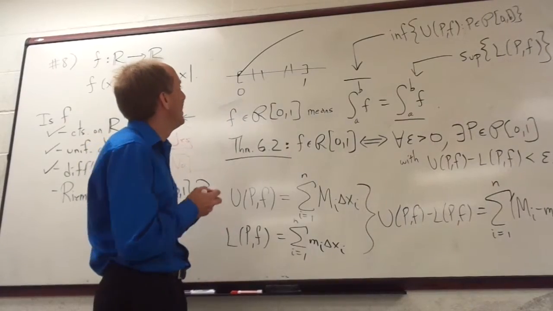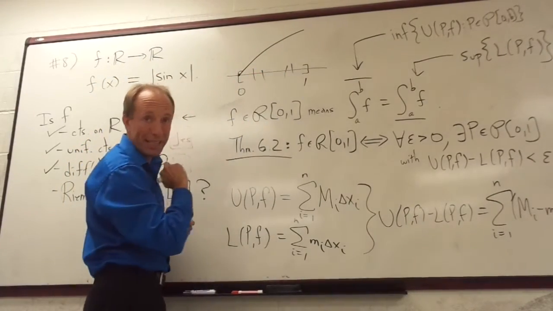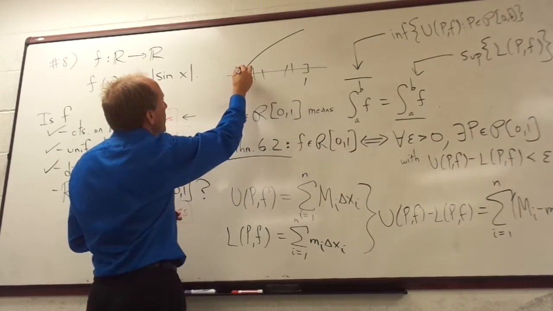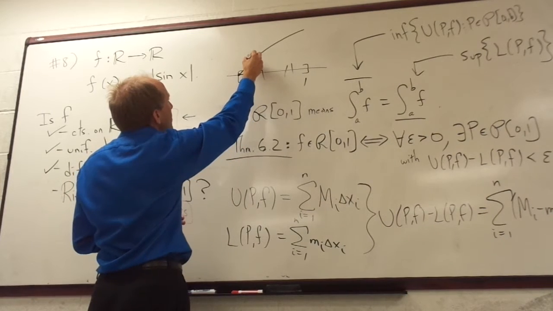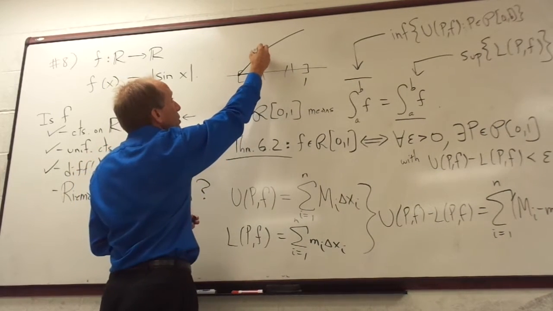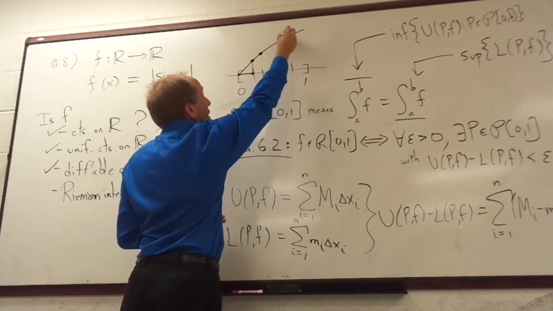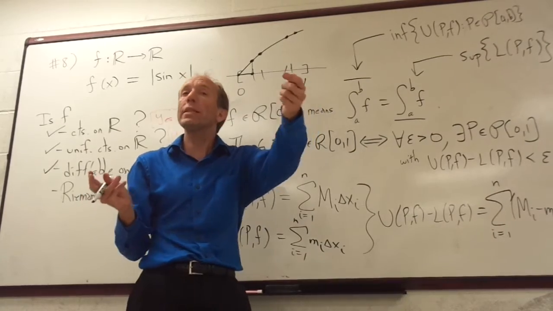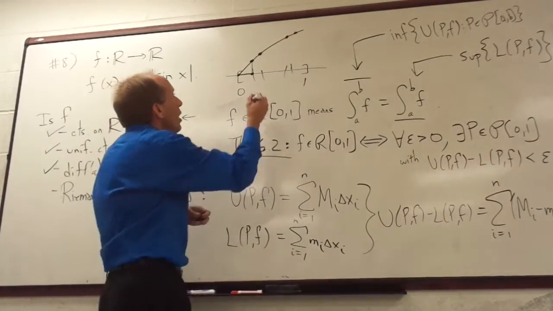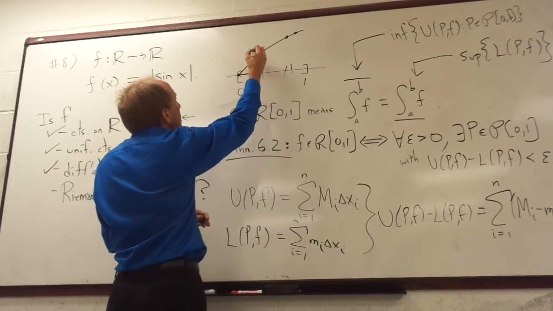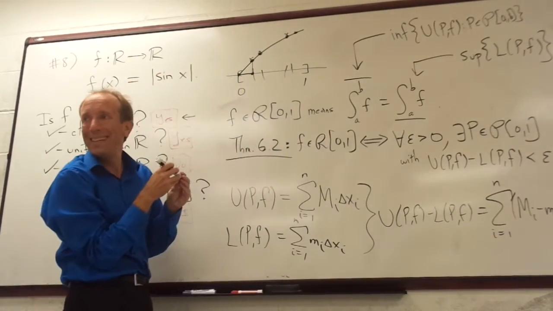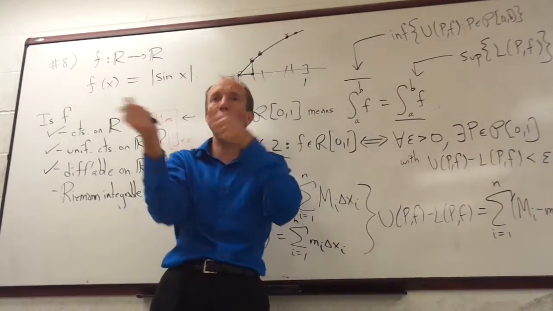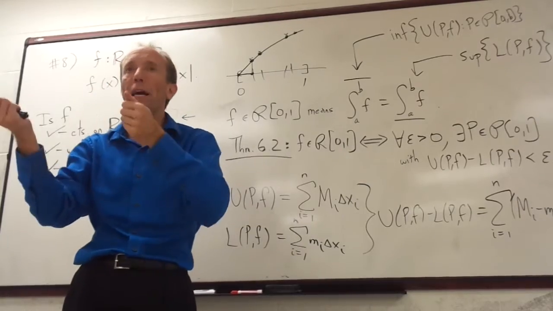Here's the thing though. Because this is an increasing function, the big M1 is this value right here, and the big M2 is this value, and the big M3 is this value, and the big M4 is this value. They're all the right-hand endpoints. But the little m values are going to be all of these left-hand endpoints. Agreed? In other words, what we're saying is that one of the big Mi's is always the same as one of the little mi's.